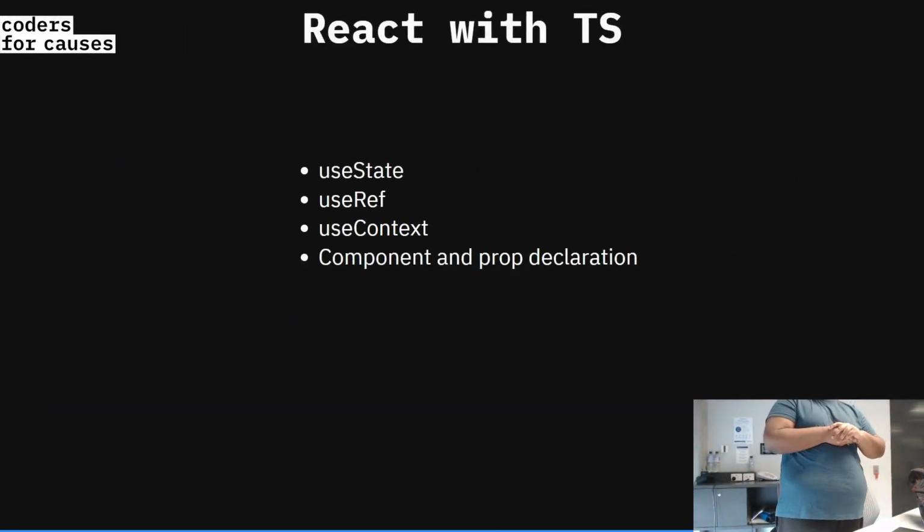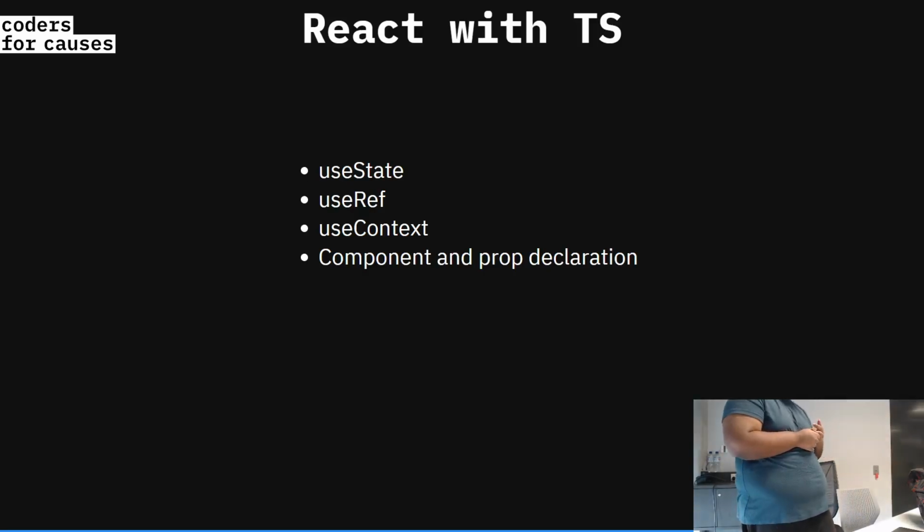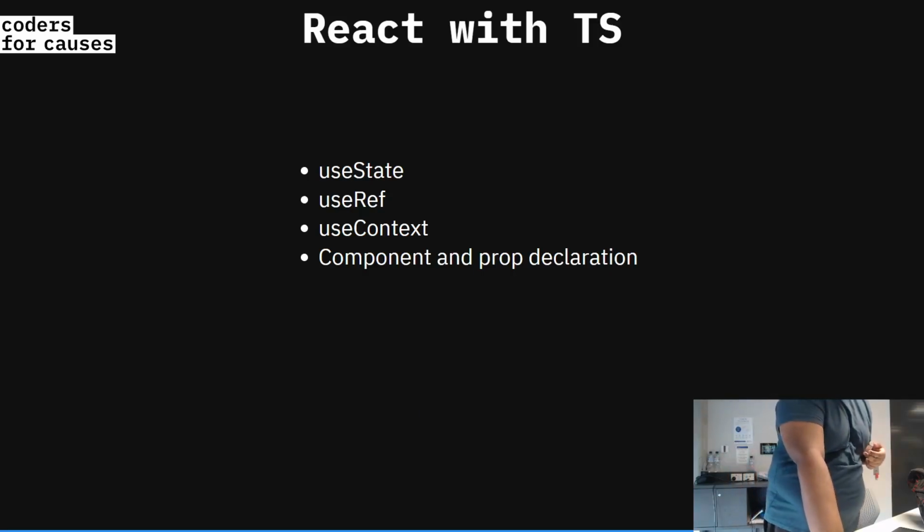All right, so the most common things you'd be using in React are useState, useRef, useContext, and component and prop declaration. Is there anything else I missed? useEffect? You don't declare types in useEffect. Oh, I mean, you can. You can set your state on it.